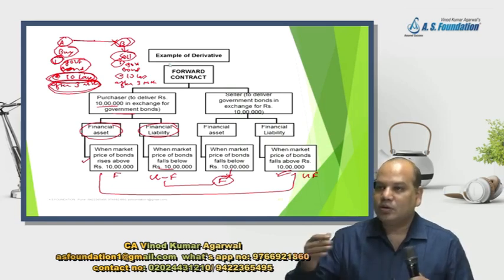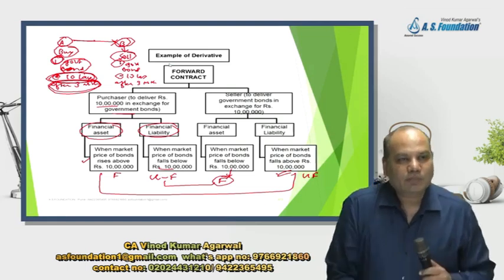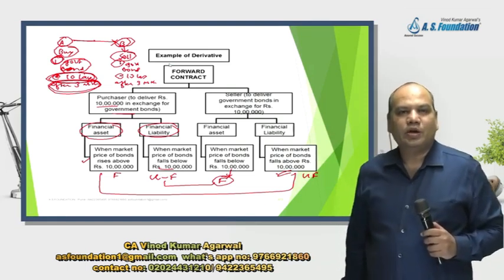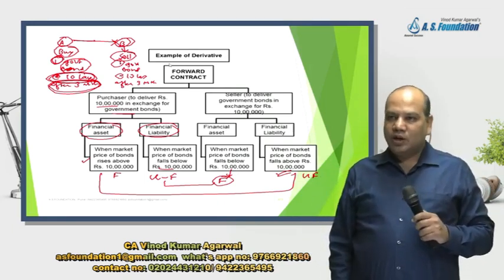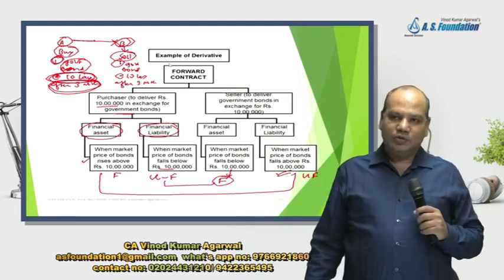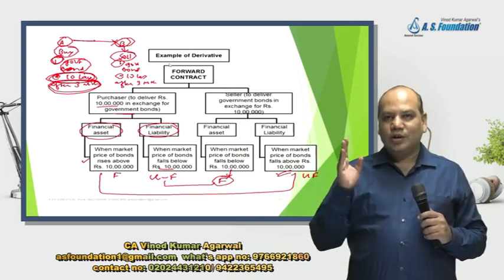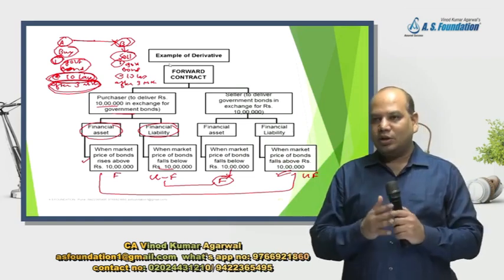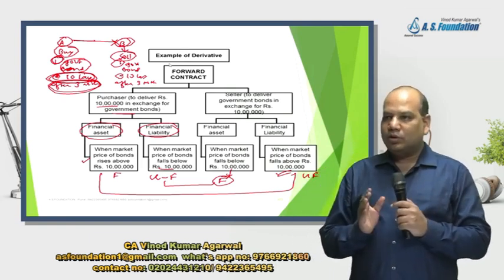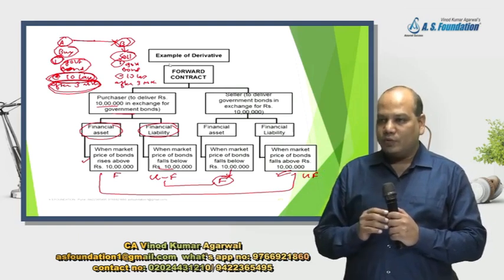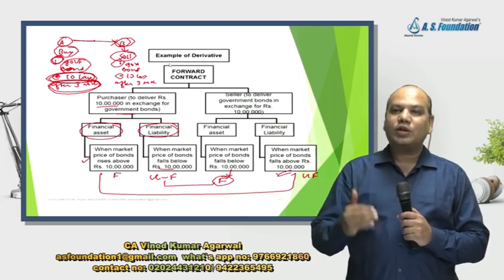They are negotiated over the counter. That means the two parties can come in contact with each other directly, and they can negotiate the terms and conditions. Which underlying we have to buy or sell, when we have to buy or sell, at what price, and in which quantity. You can negotiate on each and every term of the contract. These are called forward contracts. But in a forward contract there is a problem, counterparty default risk.